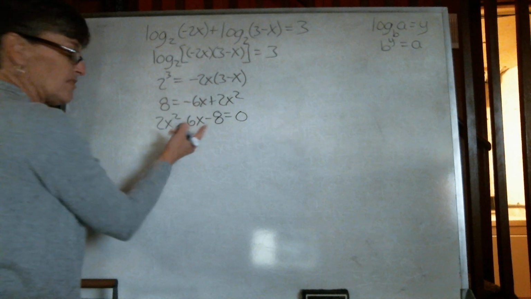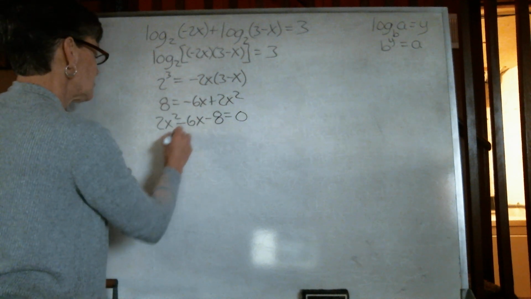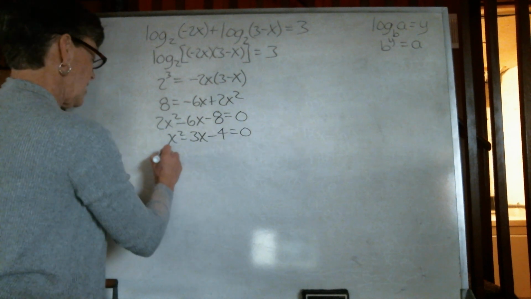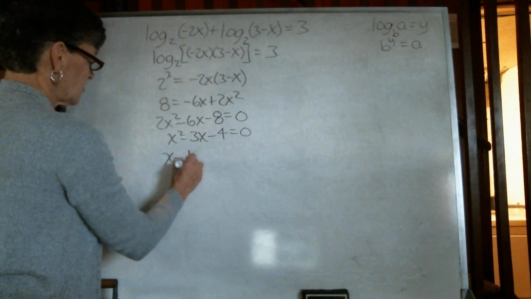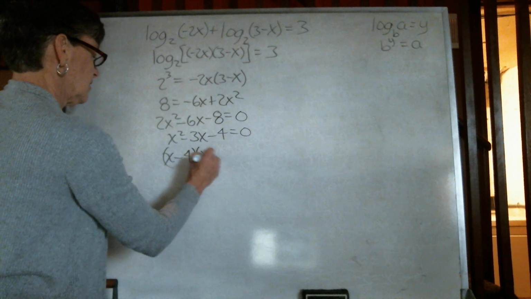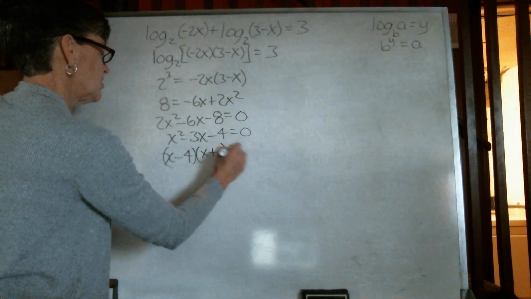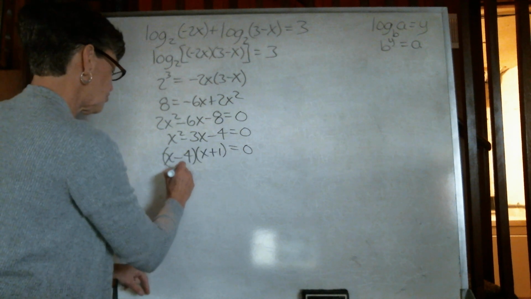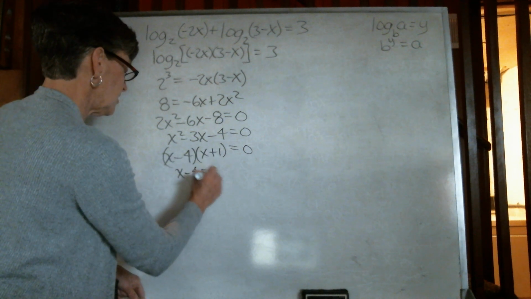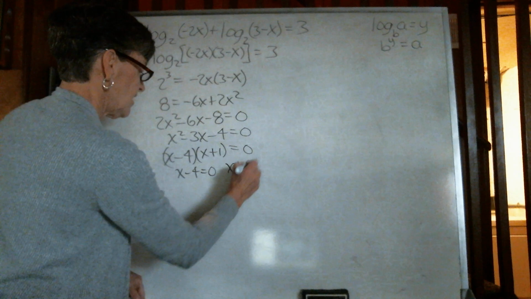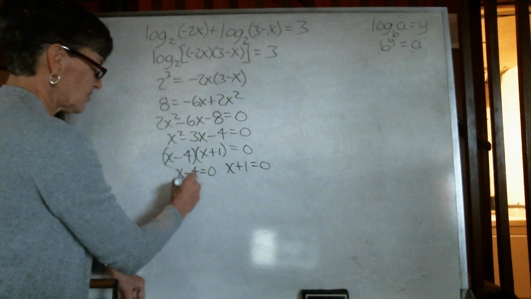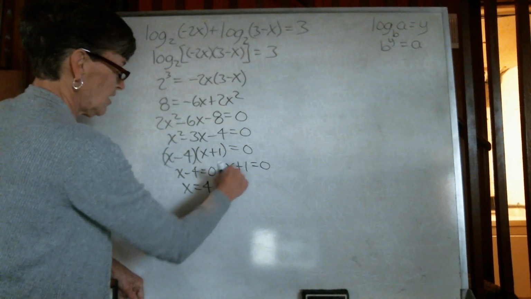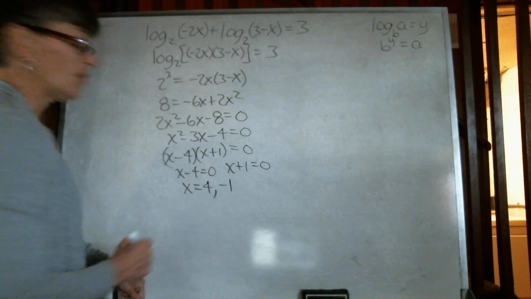Well, everything can be divided by 2, and the 2 can go away, so then I have x squared minus 3x minus 4 equals 0. And this is easily factored, so it's x minus 4 times x plus 1 equals 0. The multiplicative property of 0 says that this is true when x minus 4 equals 0, or x plus 1 equals 0. So that means that this is true when x equals 4 and negative 1.